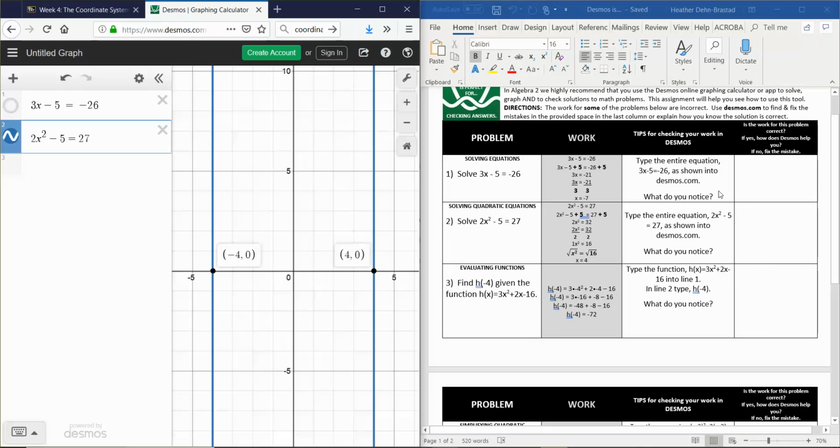So for the what do you notice, you don't have to fill in what you notice, but for every one of these, there's something that checking in Desmos is going to help you out with. So over here, this column is the one you have to fill in.